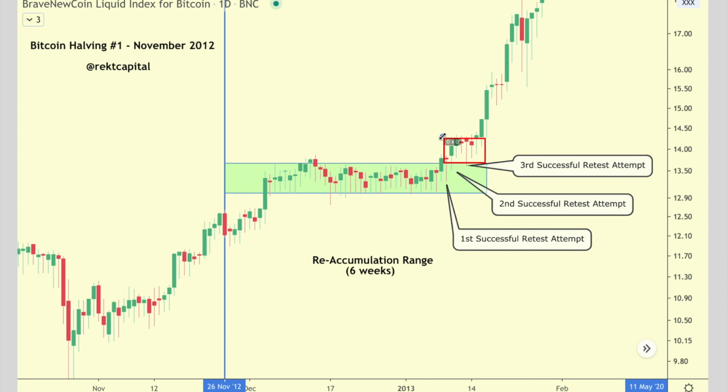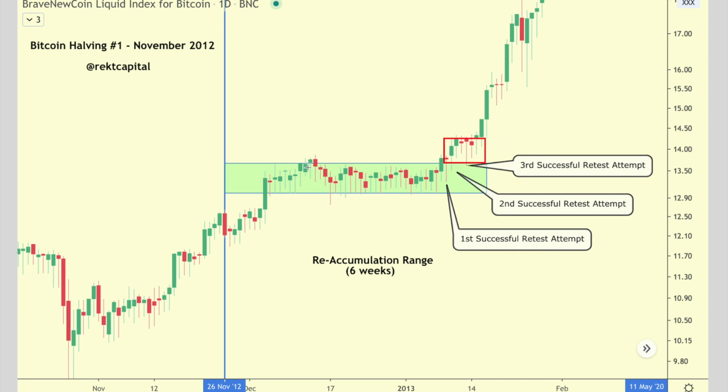So you can see here, it's very evident that a new range is forming above the old range, above the post-halving reaccumulation range. And then once this range actually forms, this range forms for the sole purpose of actually successfully retesting the top of this range as a new support. That's why this range forms.